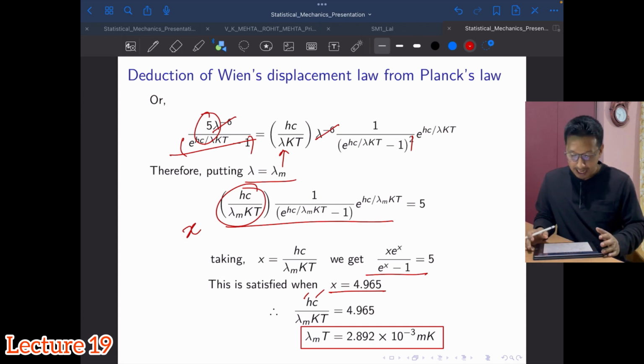And in the next video onwards, we will have our discussion on quantum statistics. We will try to review some part of classical statistics, and then we'll start discussing quantum statistics.